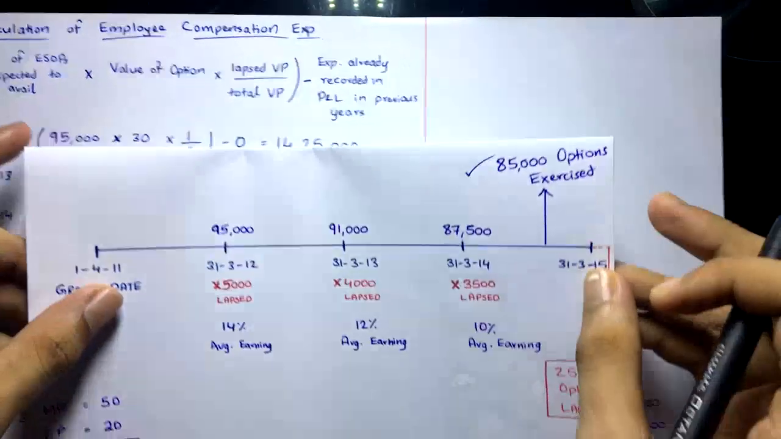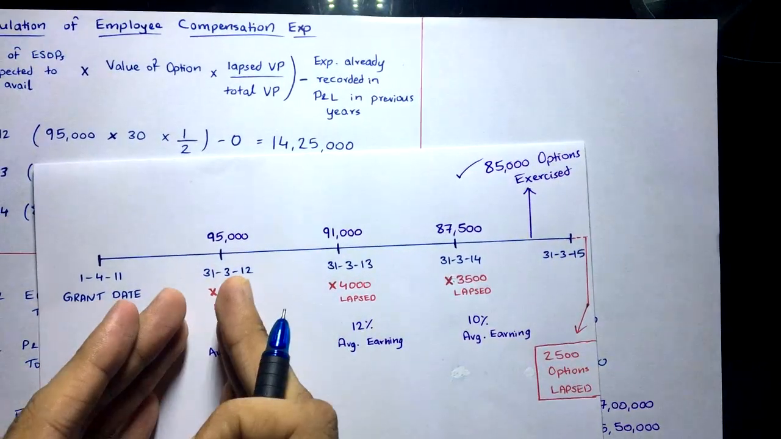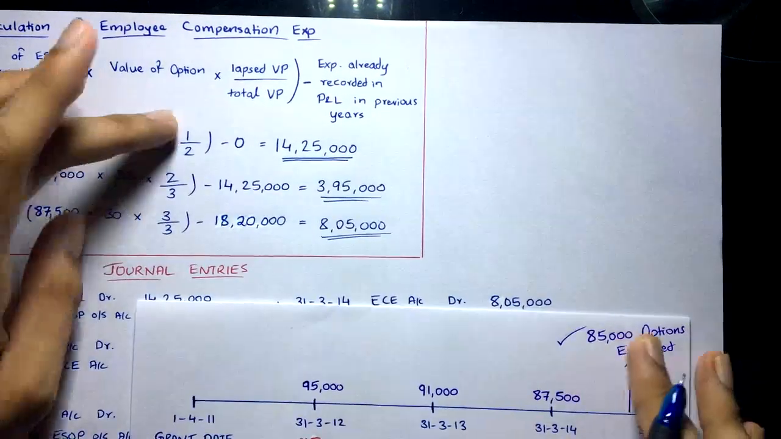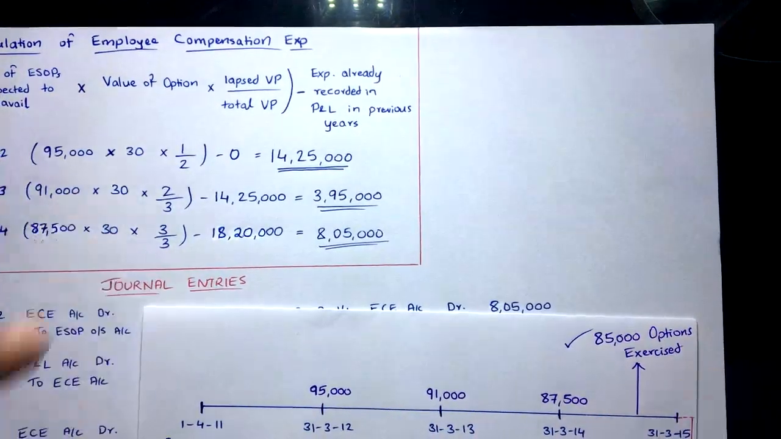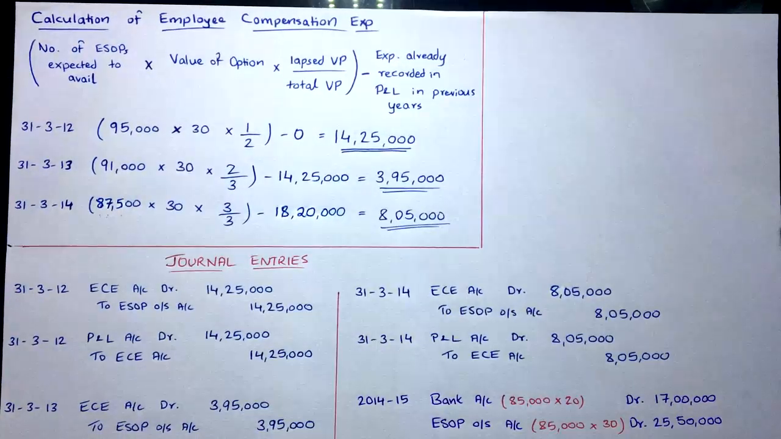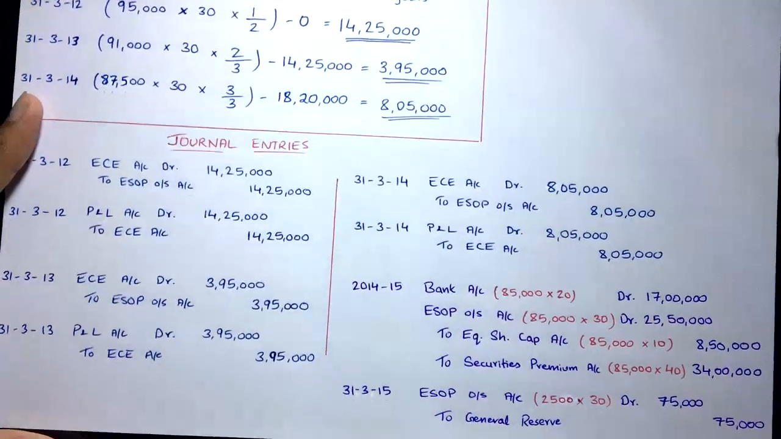You just have to think you are at the end of year one. You are in the present, you don't know the future, and take the fractions properly. If you do that, the rest is the same. Whatever you do in the service condition problem, the same thing you have to do. You just have to be careful with the vesting period. That's all. Easy.